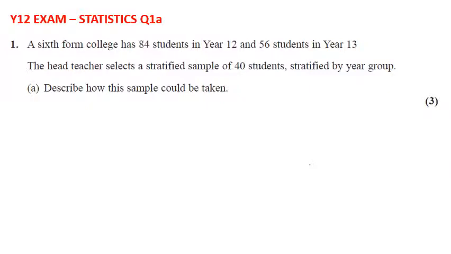So in question 1, we are asked to describe how a stratified sample of 40 students could be taken from this information. So for 3 marks, we definitely need to be working out some numbers. So let's do that first. First of all, our total, we have 140 students.